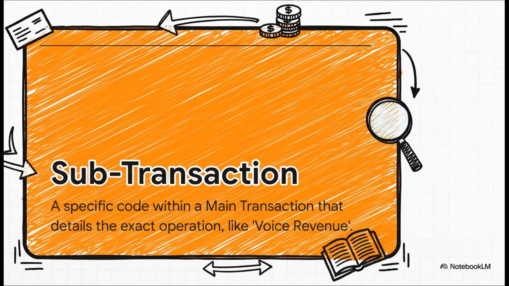Now, the second part is the sub-transaction, and this is where the real magic happens. So within that invoice main transaction, the sub-transaction gives us the critical detail. Is this invoice for voice revenue? Is it for data revenue? Or maybe it's a late fee? This code specifies the financial event with surgical precision.